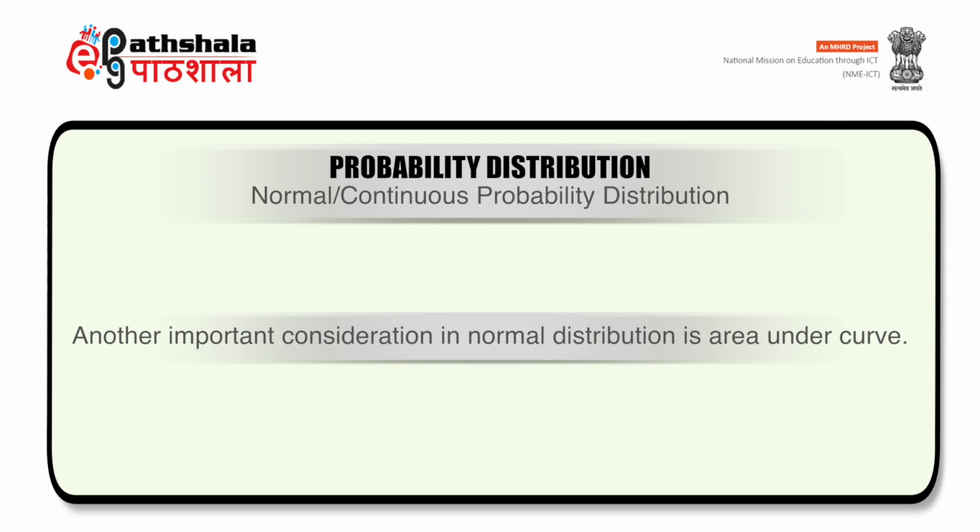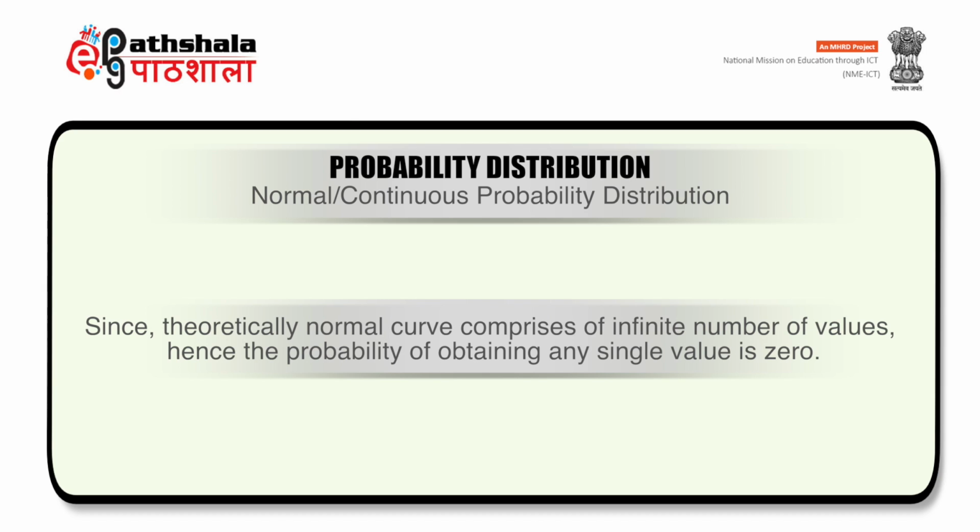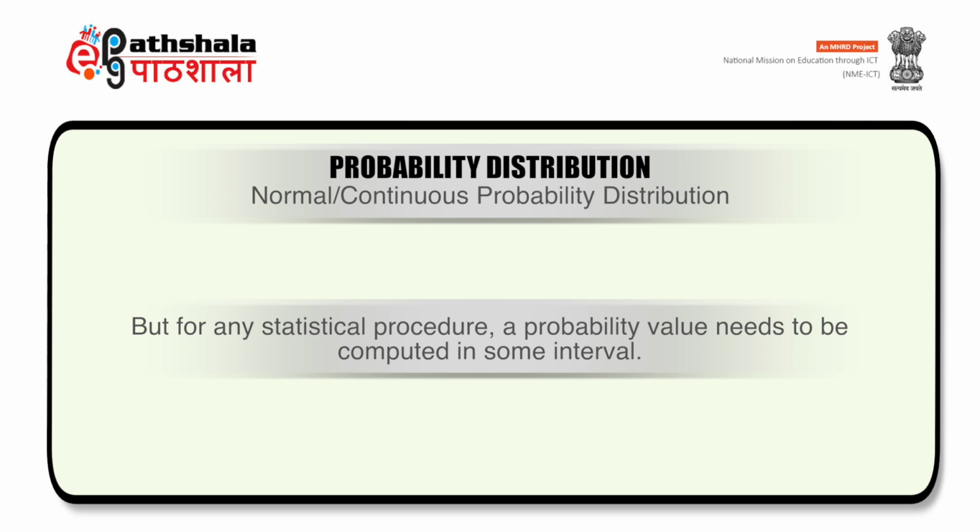Another important consideration in normal distribution is the area under the curve. The area between any 2 points represents the probability of observing a value between these 2 points. Since theoretically the normal curve comprises an infinite number of values, the probability of obtaining any single value is 0. But for any statistical procedure, a probability value needs to be computed in some interval.